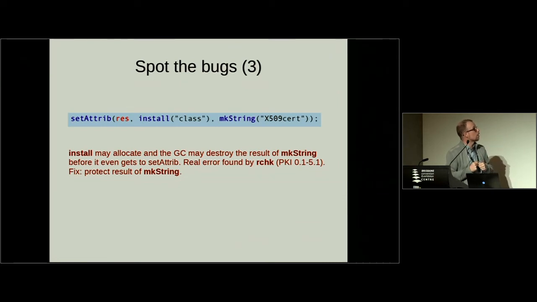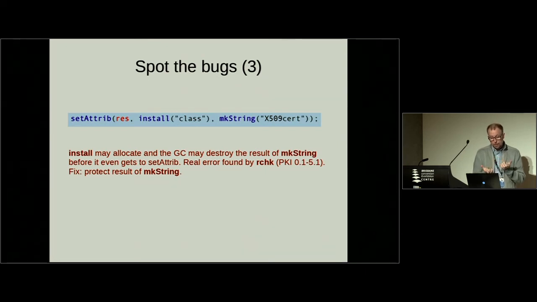But a common order is that mkString gets called first. Also, it's on my machine. And this is the one that causes the bug. So mkString gets called first, allocates an object, returns this object, and then install gets called. Well, it may allocate a new object, may run a GC, and the GC may destroy the result of the mkString. So this will happen even before setAttrib can do anything and can protect its arguments, right?